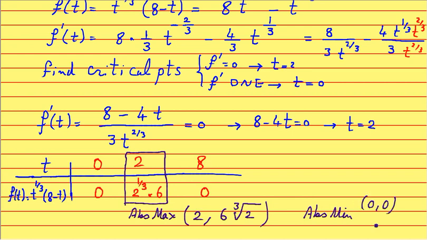So the procedure we are following here is called the closed interval method. We use that for solving this kind of maximization problem.